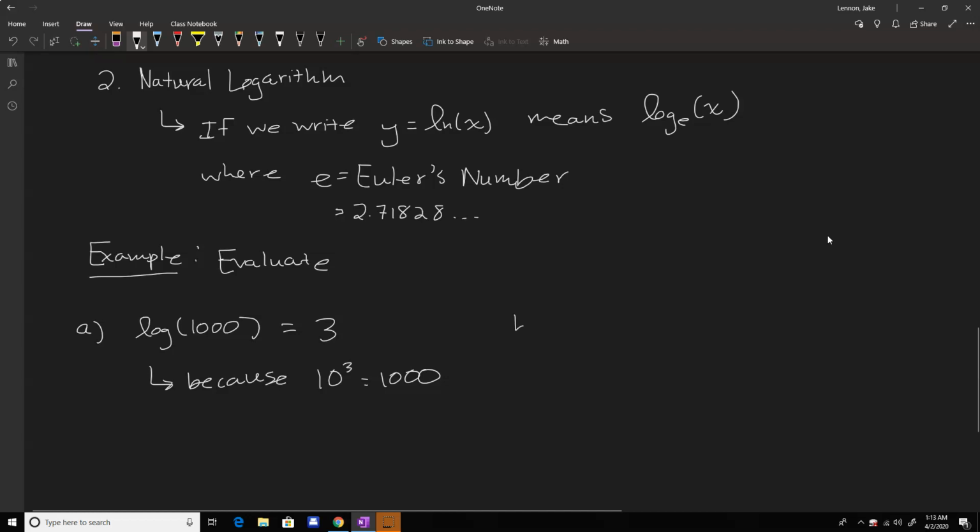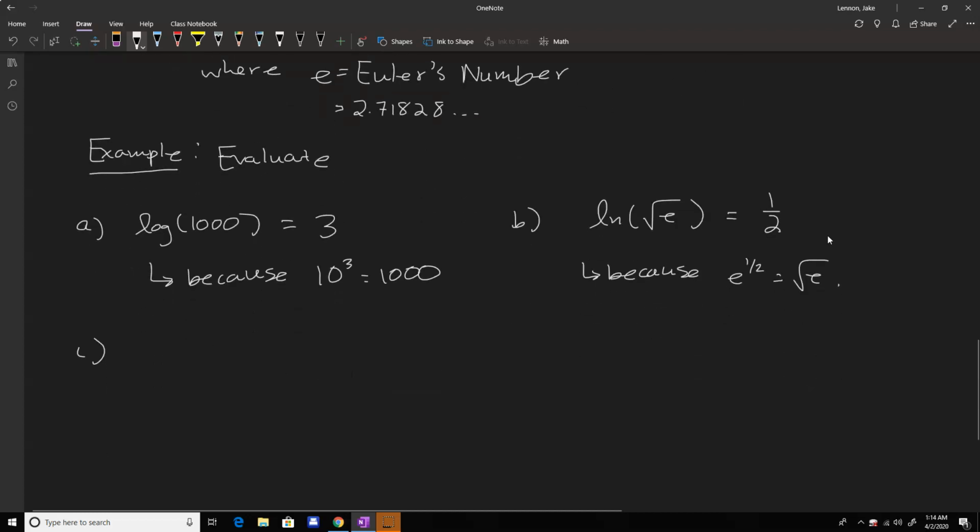Maybe we'll use both sides here. What if we had the natural log of, say, the square root of e? Well, we have to ask ourselves, what exponent stands for the square root? So that would be 1/2. So again, this is going to be 1/2, because e to the 1/2 is the same thing as the square root of e.